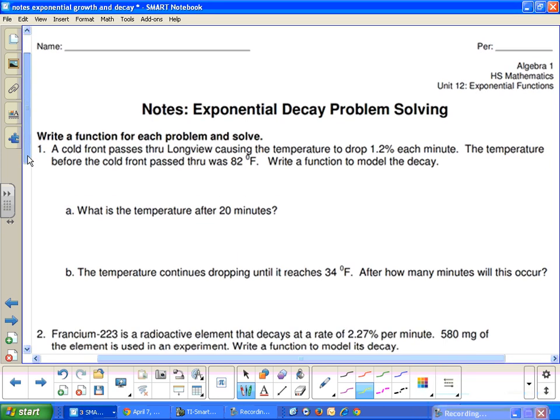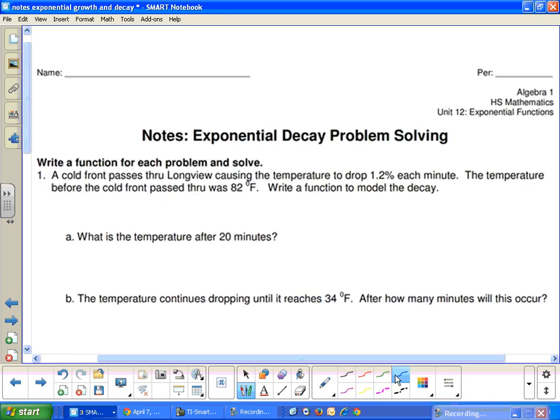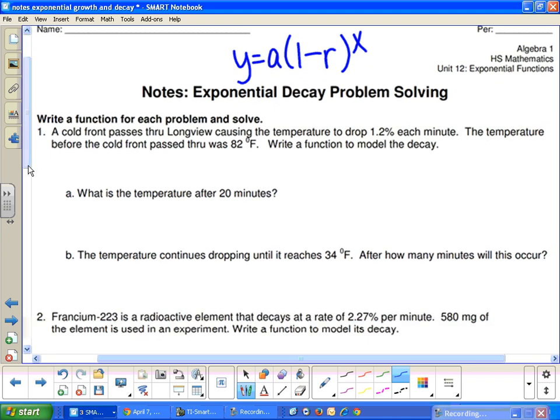Okay, this side is on the decay. It's the same idea as we did for the exponential growth. The difference is we have our initial amount, we're subtracting a rate, and then x still indicates time. So the cold front passes through Longview, and the temperature drops 1.2% each minute. So we have 0.012. Our initial temperature is 82. So y equals 82 degrees times 1 minus 0.012 to the x. So these should be dropping. So we look at this one in the calculator.